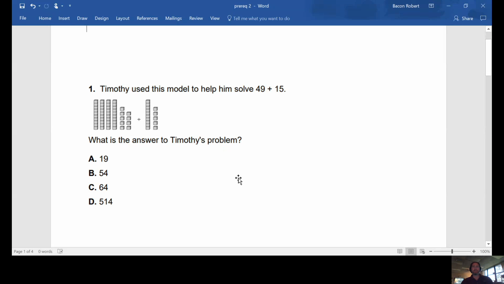All right, guys, let's continue on with our preview for Unit 2, some of the new problems we'll be working with. These should look familiar to you, and we're just going to talk through them a little bit. Timothy used this model to help him solve 49 plus 15. What is the answer to Timothy's problem?